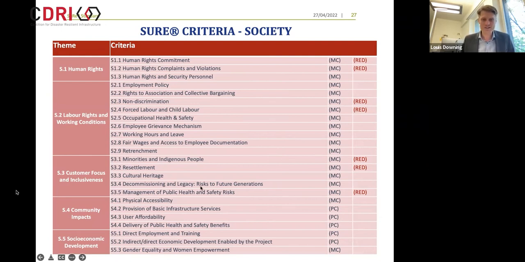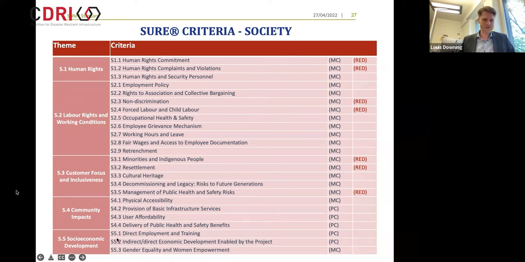And decommissioning and legacy, what's left beyond the life cycle of the project. Management of public health and safety risks. Then moving on to community impact. So how does the project impact upon the community? We've got physical accessibility, provision of basic infrastructure services, user affordability. So this is about avoiding the situation that new infrastructure is only servicing a privileged minority, for example. Delivery of public health and safety benefits.